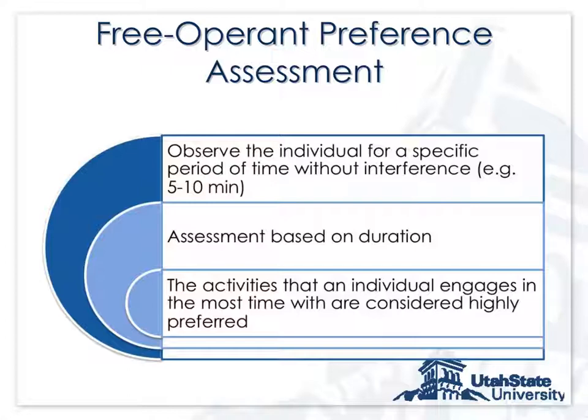A more formal type of stimulus preference assessment that is widely used is the free operant preference assessment. This assessment is called free operant because it consists of observing an individual for a specific period of time without interfering. This assessment is based on duration, as the data collected involves measuring how long the individual interacts with specific activities or stimuli that are presented.